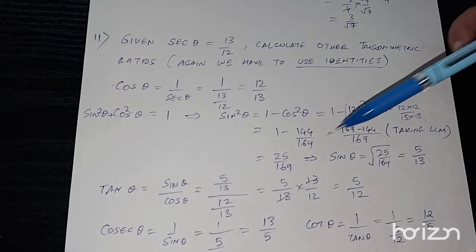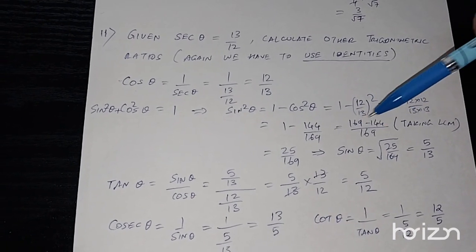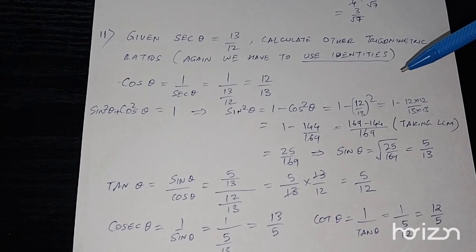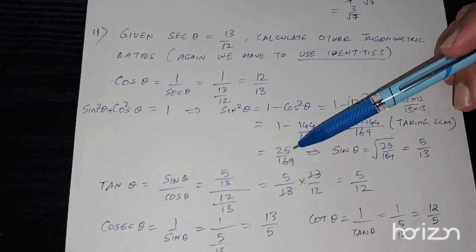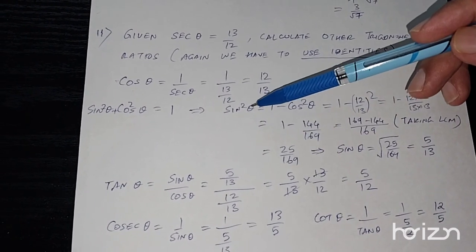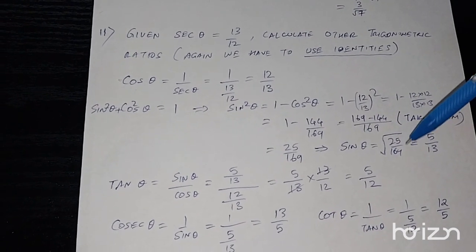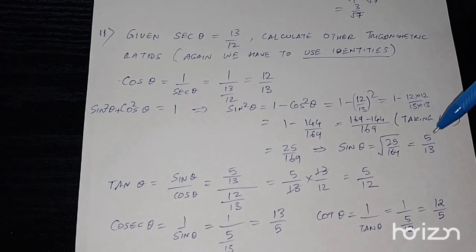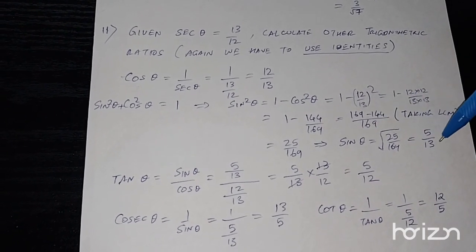Okay, which is equal to, if you again use a calculator, 169 minus 144, you will get 25. Okay, so 25 by 169. So sin squared theta is 25 by 169, which implies sin theta is square root of 25 by 169. Square root of 25 is 5, and denominator square root of 169 is 13, so we get 5 by 13.